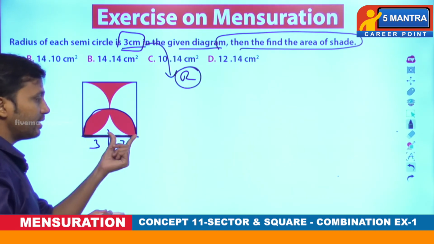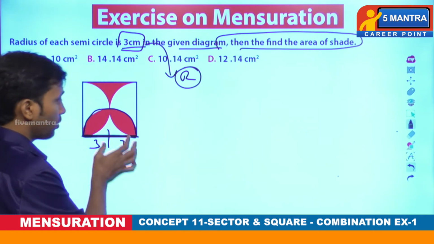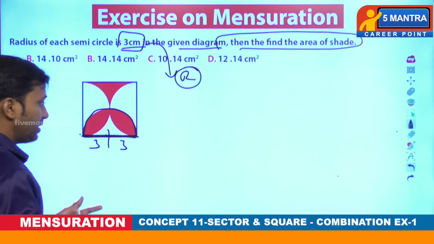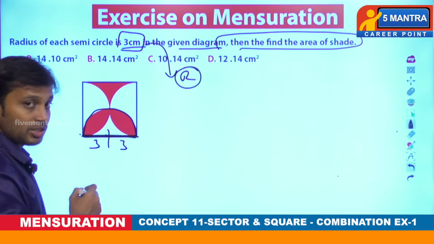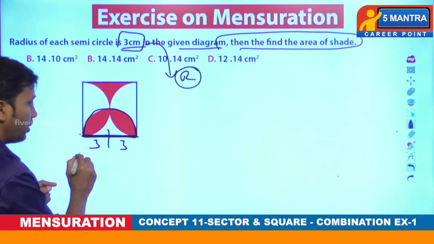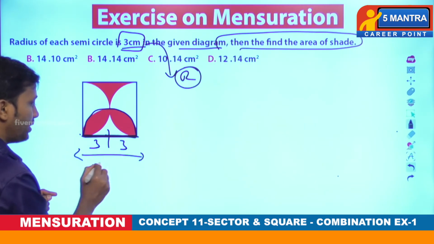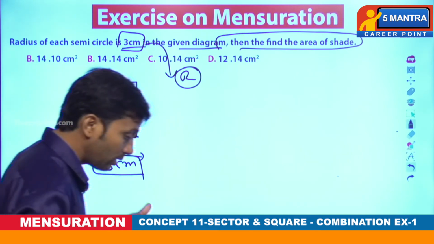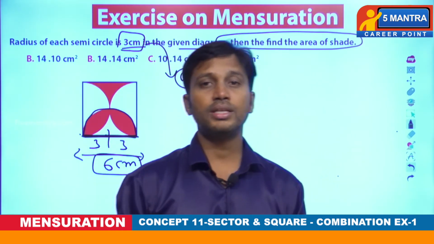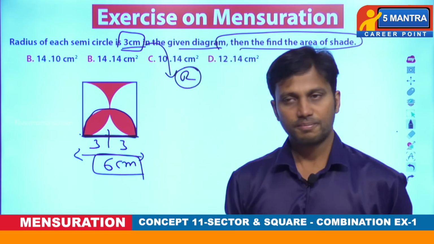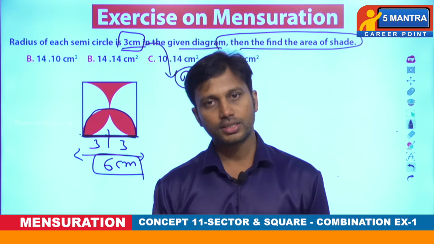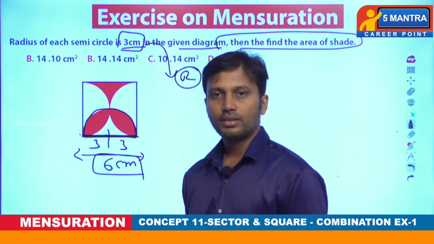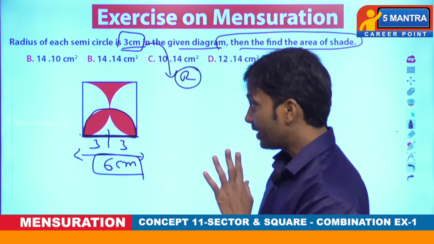Because radius is half of the diameter. So this is radius and this is radius. That means double the radius is 6 centimeters, which is equal to the side. So the total side would be how much? 6 centimeters. Total side of the diagram is how much? 6 centimeters. Total side of the square is how much, boys? 6 centimeters.